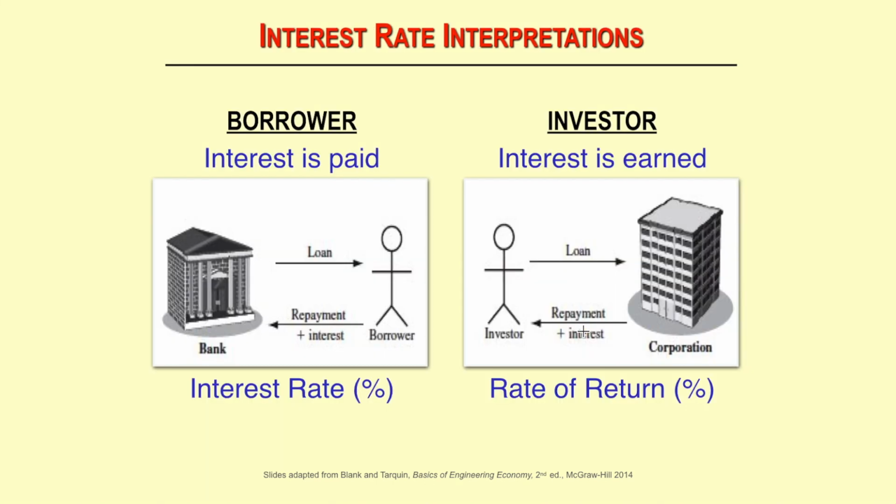Now let's look at the different interpretations of interest rate. Now for a borrower, interest is paid. So you have a borrower here, and he borrows money from a bank. He takes up a loan from a bank, and when he repays that loan, he repays it with a certain amount of interest on top of the original amount that is borrowed. Now for an investor, interest is earned. Interest is an income. So for example, when an investor lends his money to a corporation or invests his money in a corporation, he expects to be repaid by a certain amount of interest on top of his original investment.